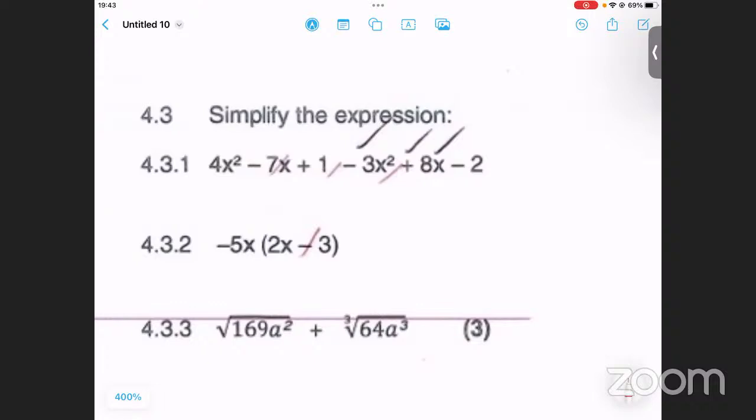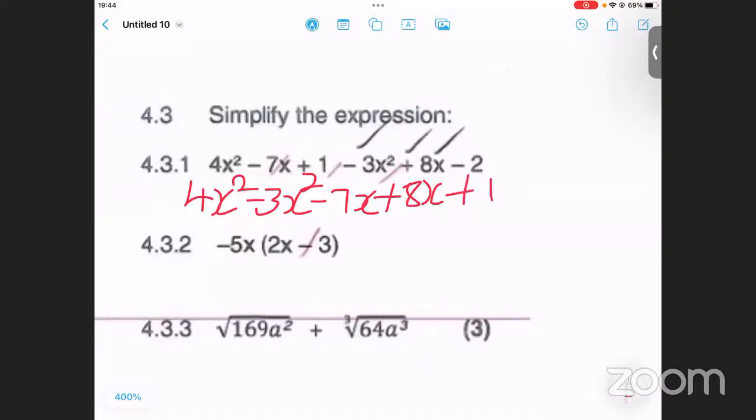Ma'am, we're gonna start off by grouping the like terms. So 4x squared minus 3x squared, minus 7x plus 8x, plus 1 minus 2. Perfect.